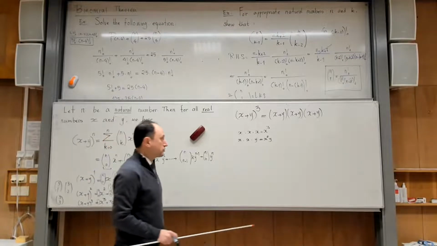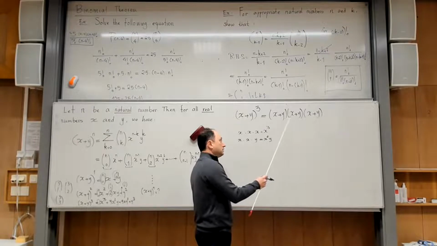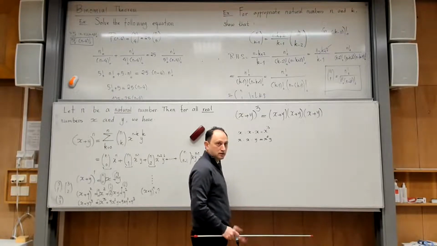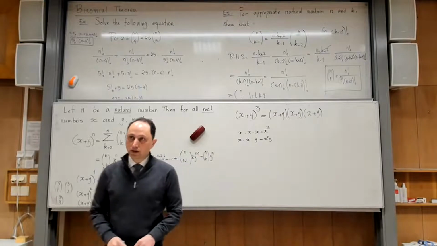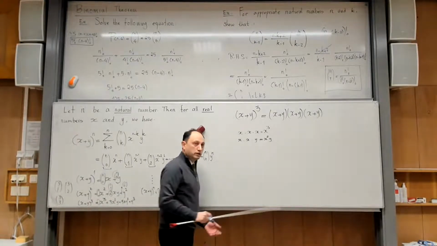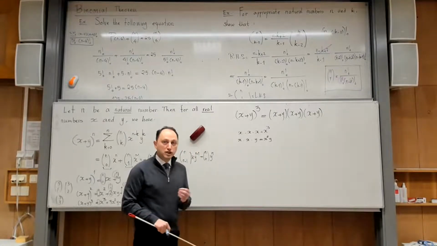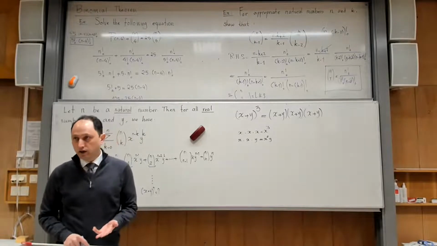If I want to have x to power 3, it means that I am forced to take x from here, there, and there, yes? Is that clear? So there's only one way for me to generate x to power 3. But do you think this is the only way to generate x squared y? I want to generate x squared y. So it means that I need two x's and one y.